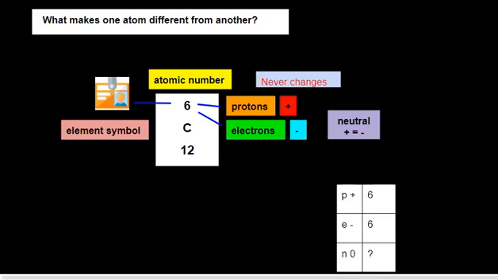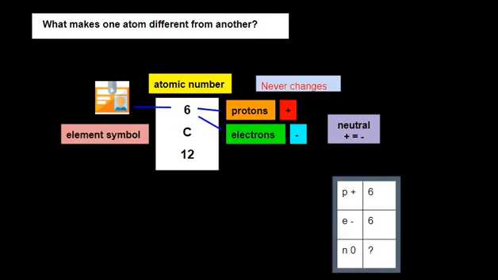Hi, this is Mr. Anderson, and this is our second video talking about what makes one atom different from another. In our last video, we took a look at protons and electrons, and we figured out that to find those, we need to look at the atomic number. The atomic number is always the smallest number in an element box.